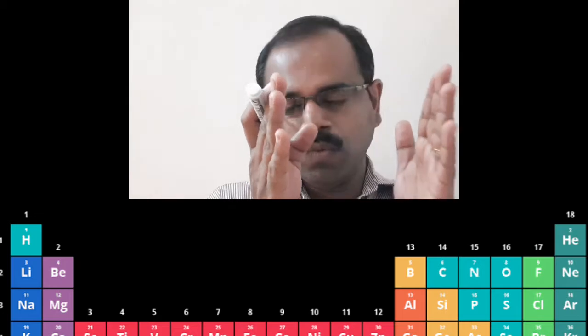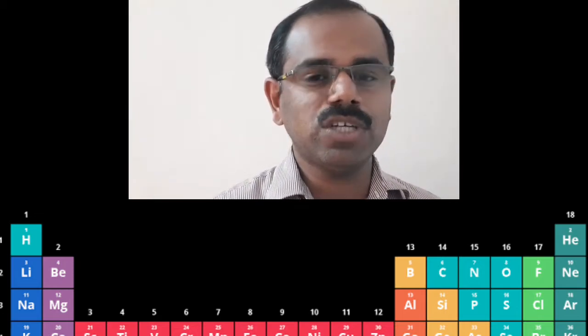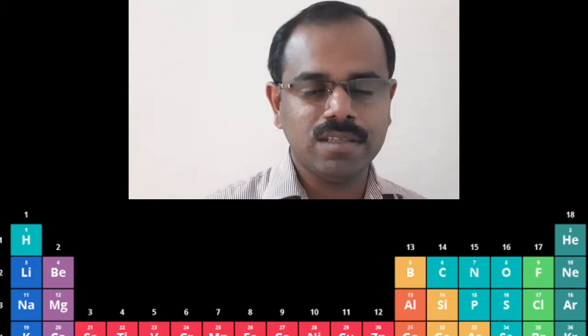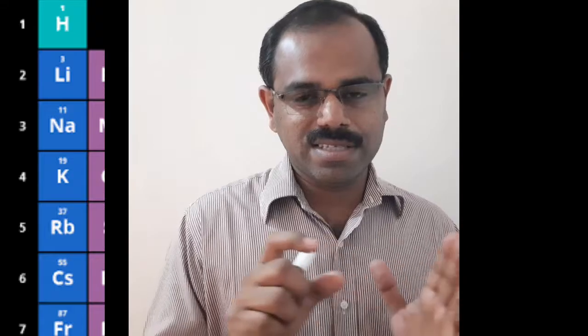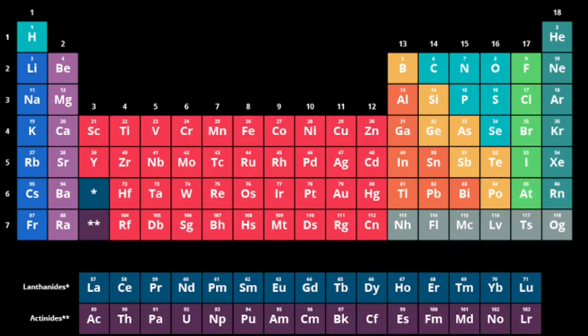The modern periodic table consists of 18 vertical columns that can be called groups. So 18 groups are there in the modern periodic table. And there are 7 horizontal rows called periods. There are 7 periods and 18 groups in the modern periodic table.